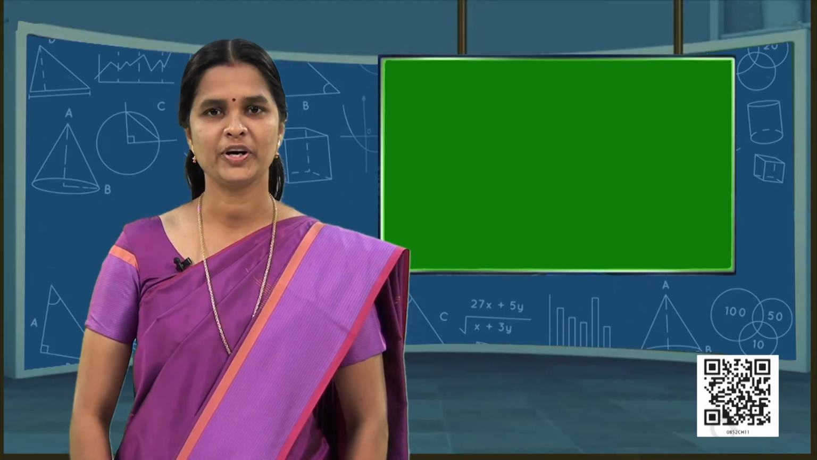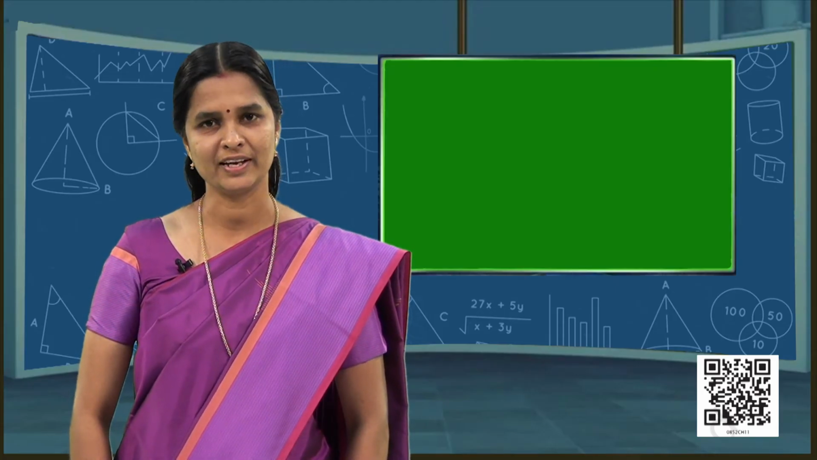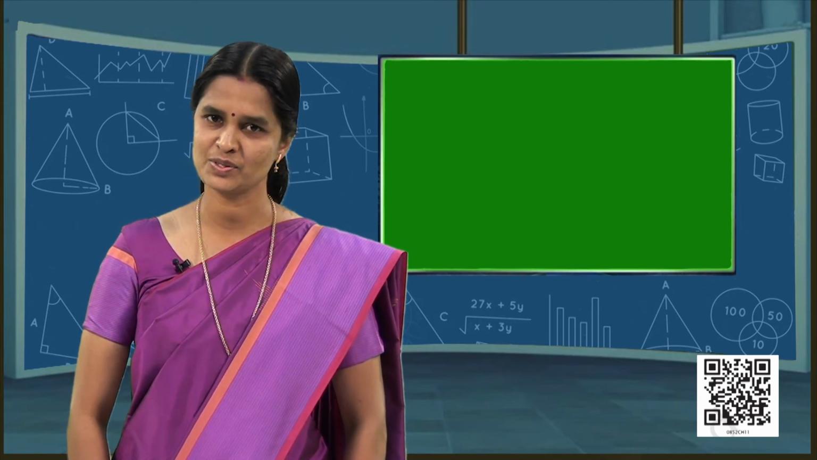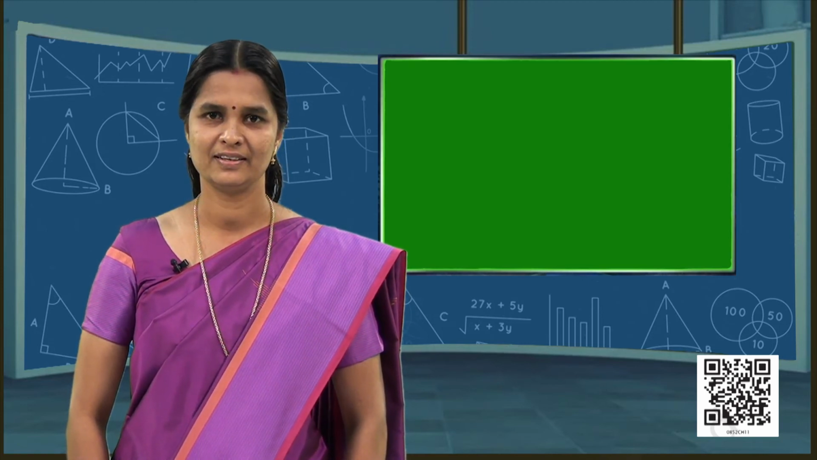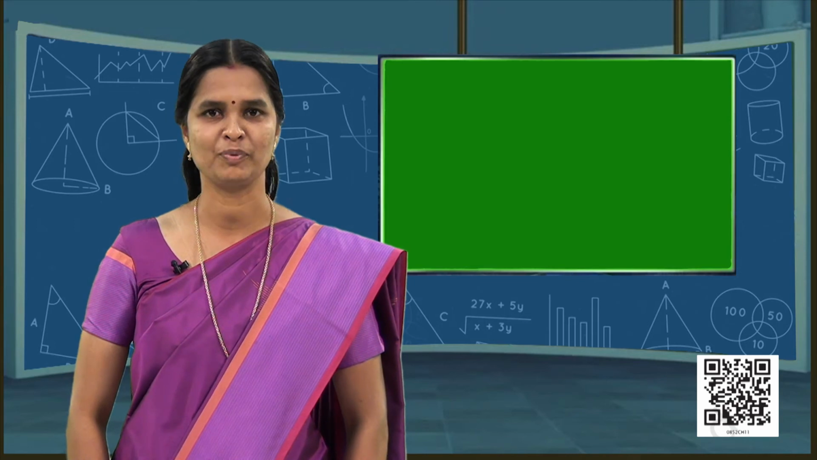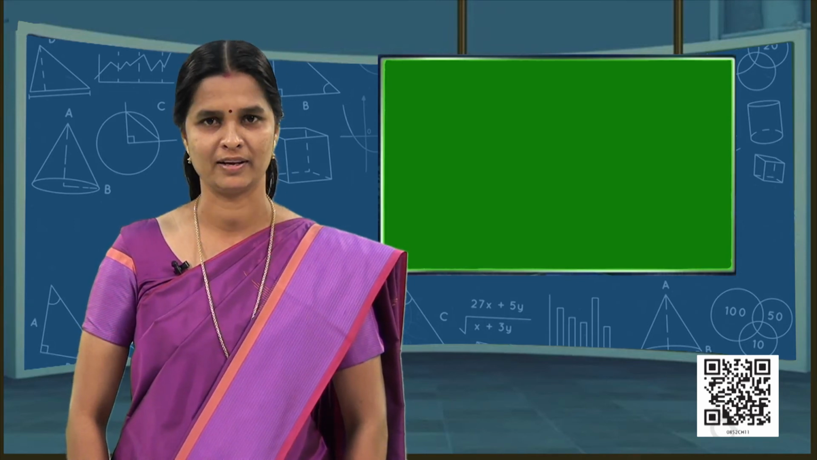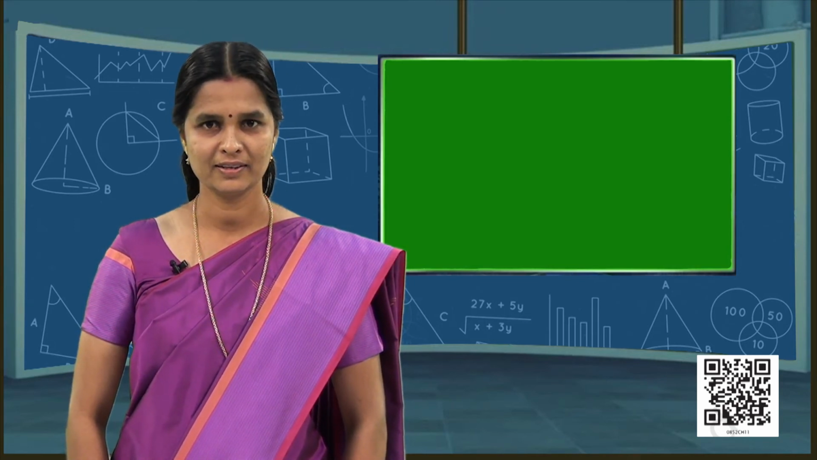In this way, we can find the area of any polygon by dividing it into triangles. This method is called the triangulation method. Thank you, children. Thank you, ma'am. Hope you are clear about how to find the area of various quadrilaterals. Now, let us solve some problems based on these formulae. Are you ready? Let's start.